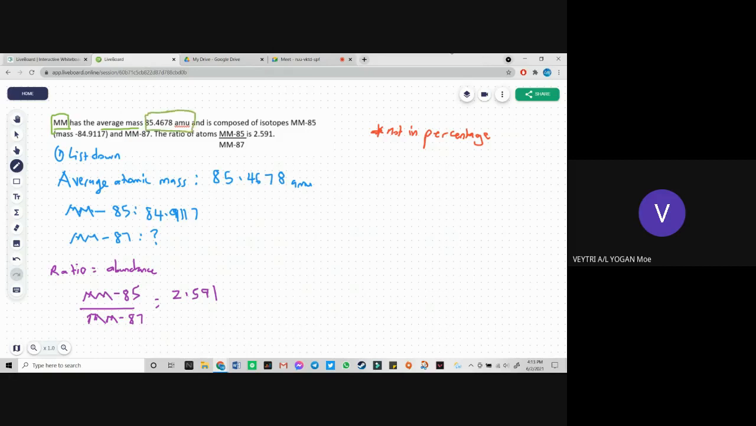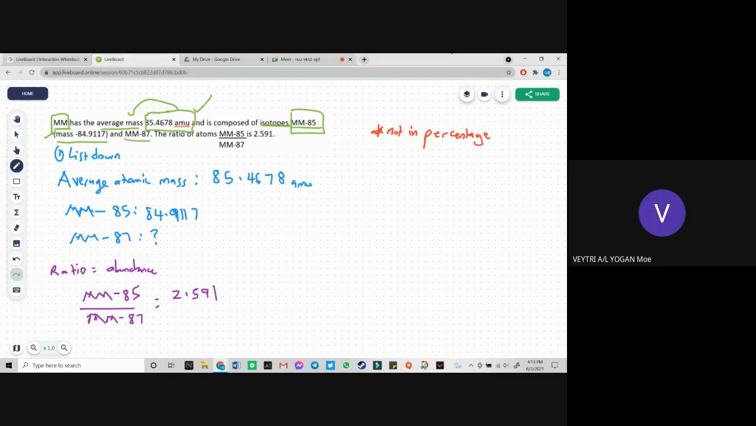85.4678 AMU. Ini adalah average mass. So, average atomic mass value sudah ada. Sekarang kita kena bother pasal ikimi-iki pula. Right. Composed of isotopes MM85. Maksudnya dalam MM ni ada isotop. First one is MM85. Dah bagi mass ke? Ada. So, mass settle.